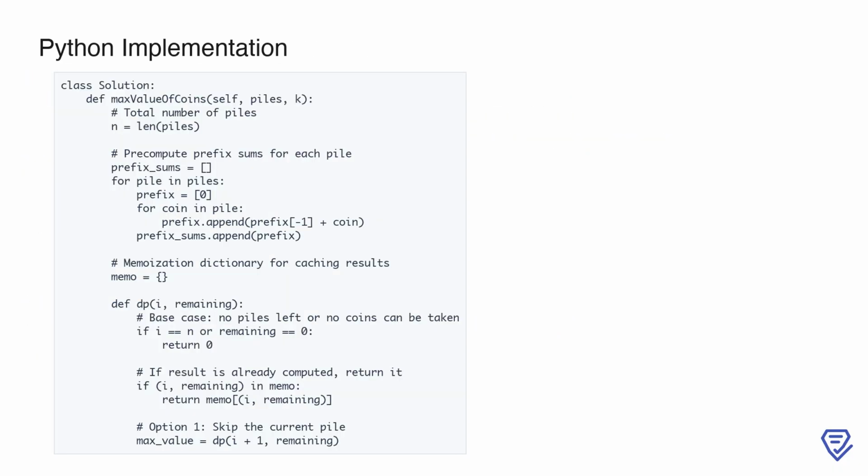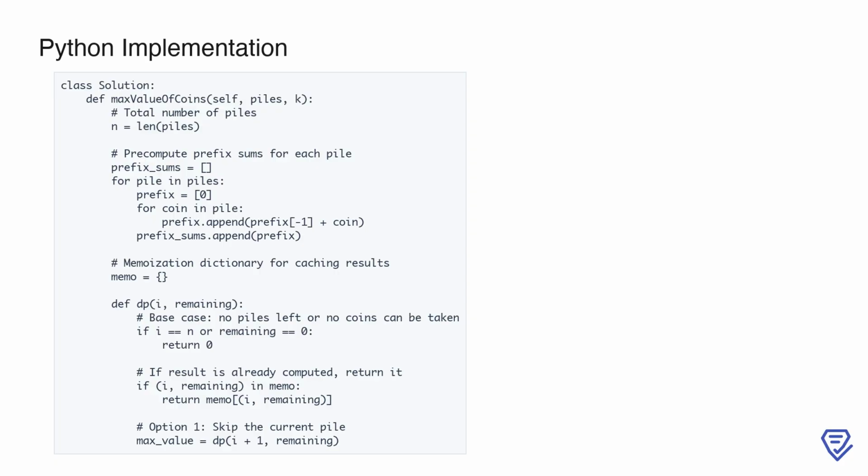Here, we define a class called Solution and implement the function maxValueOfCoins. This function takes two inputs, a list of piles, where each pile contains coins, and an integer k, which represents the maximum number of coins we can pick. We begin by calculating the total number of piles, n, and then pre-compute prefix sums for each pile.